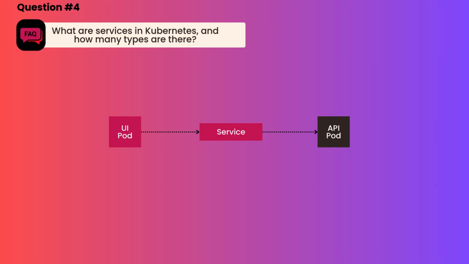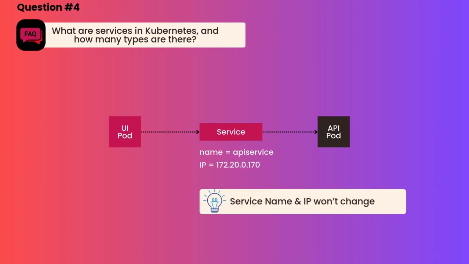What does a service do? It provides a stable IP address. We can also access the service using its name, which can be consistent all the time, and we put this pod behind the service. Now the UI pod talks to the API pod on the service IP address or service name, which will never change. The service in turn forwards that request to the pod running in the background.